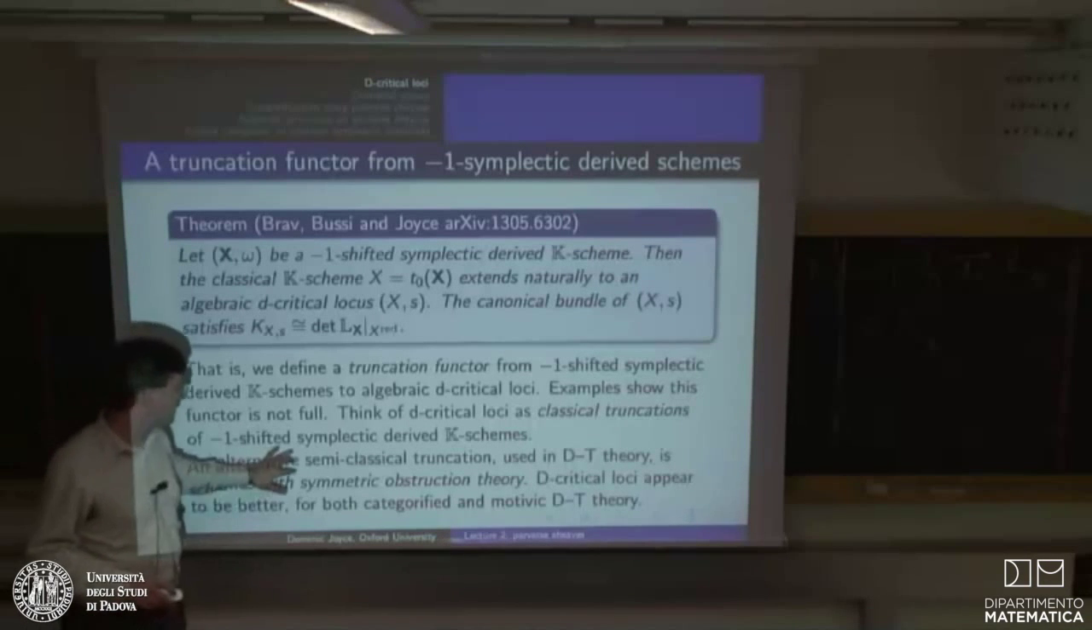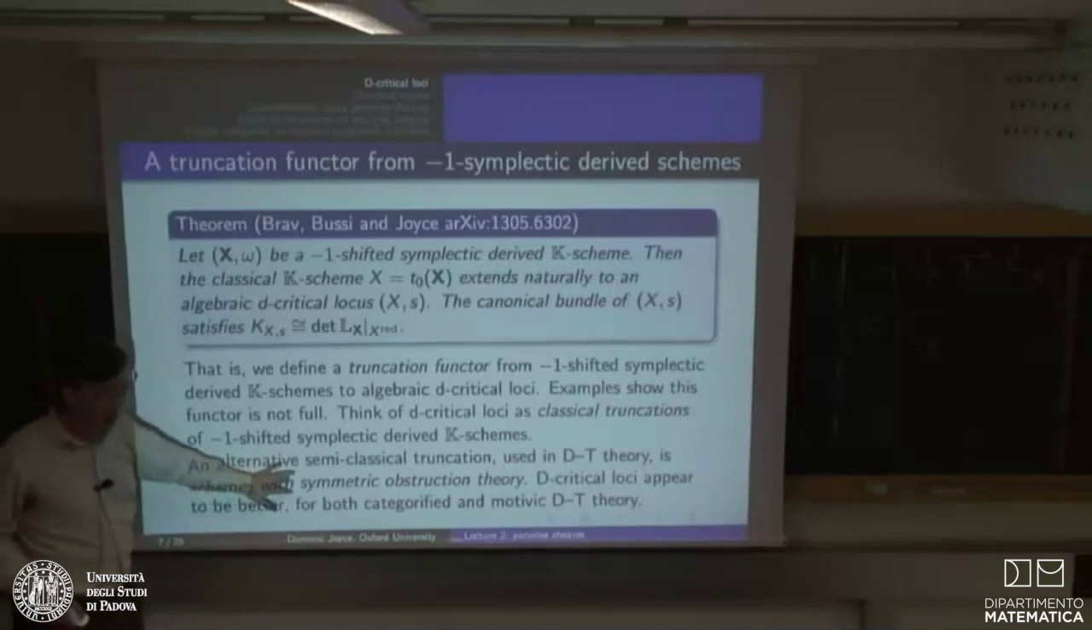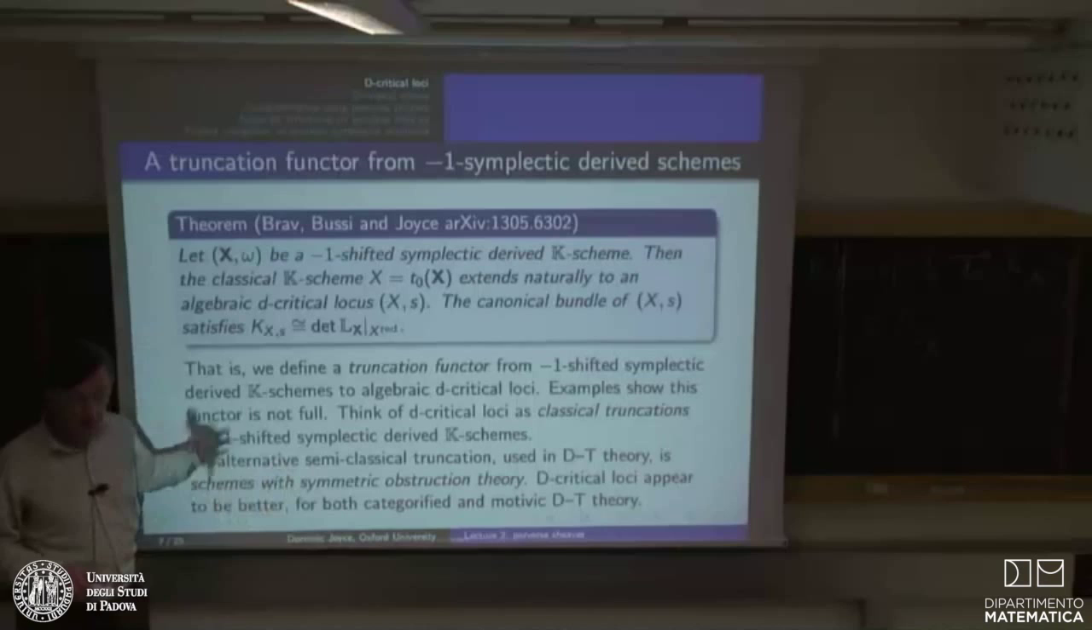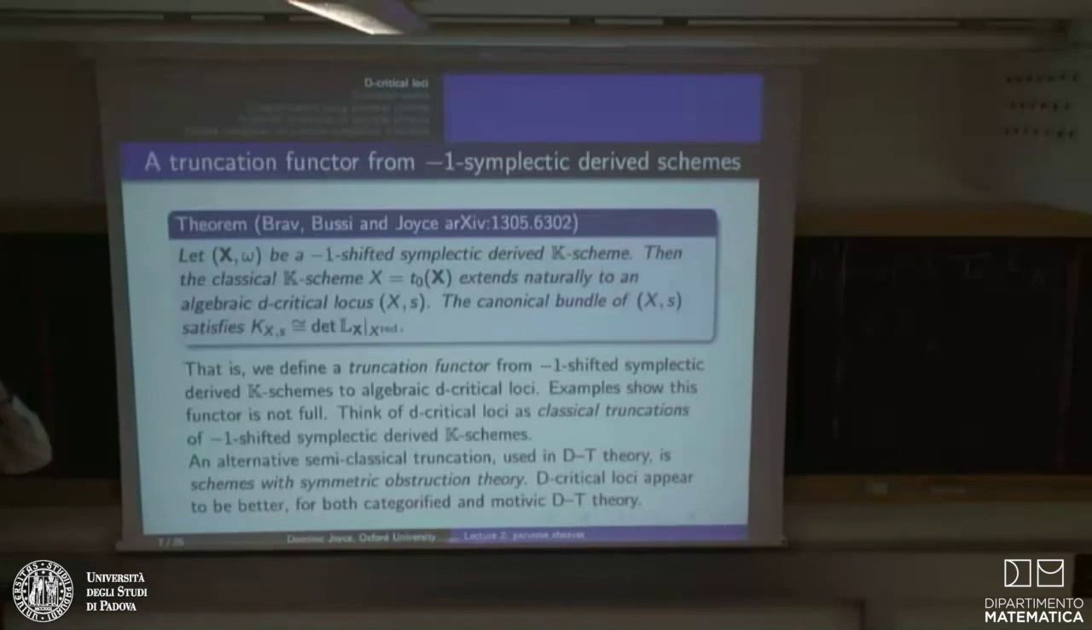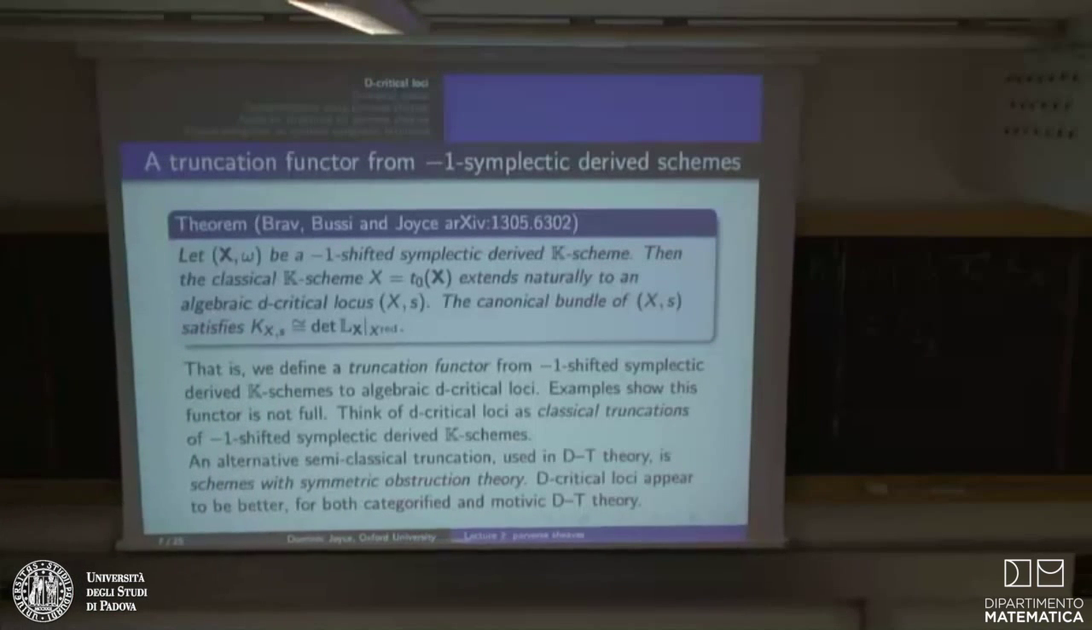So an alternative, what you could call semi-classical truncation, which was used a lot in Donaldson-Thomas theory, is schemes with symmetric obstruction theory. This is something invented by Behrend and Fantechi in a lovely paper back in 2005 or so. So schemes with symmetric obstruction theory are great from the point of view of dealing with Donaldson-Thomas invariants as numbers. But where this project started, really, is with me having spent a year attempting to use schemes with symmetric obstruction theory to build perverse sheaves, or to build motivic invariants, and failing miserably. And I'm now convinced that that's not actually possible, that schemes with symmetric obstruction theory do not contain the information we want. So d-critical loci appear now to be more useful for the purposes of categorification and motivic Donaldson-Thomas theory.